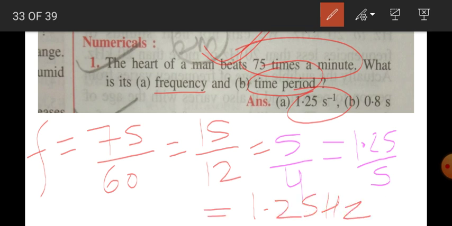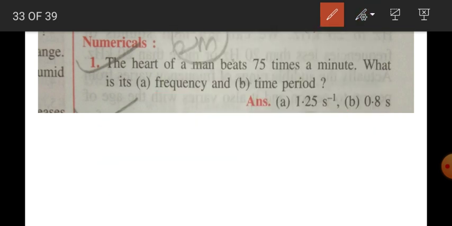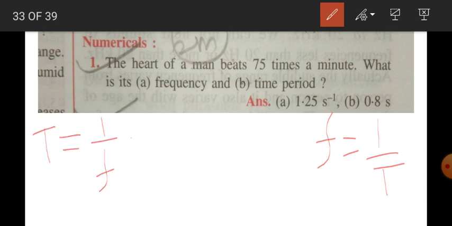Okay, now you have got the frequency. You can calculate the time period. So what is the relationship between time period and frequency? They are inversely proportional. So I can write it this way: 1 by 1.25.